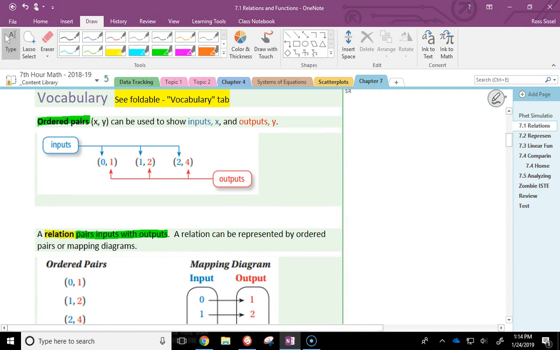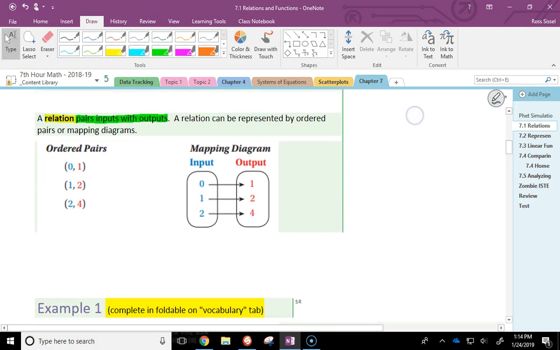If you open up your foldable on that very first page, you see the vocabulary. Up at the top, here are the words that we have to understand. Ordered pairs, X, Y. They can be used to show inputs, which are the X's, and the outputs, which are Y. So if I wrote down coordinate points (0, 1), (1, 2), (2, 4), the X is always my input and the Y is my output.